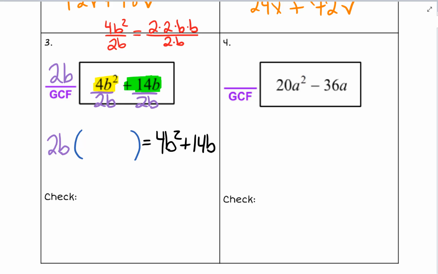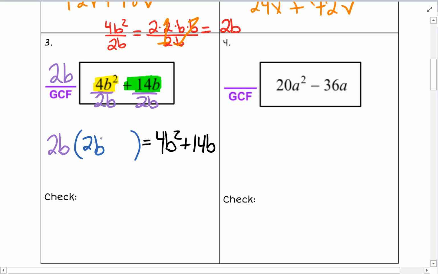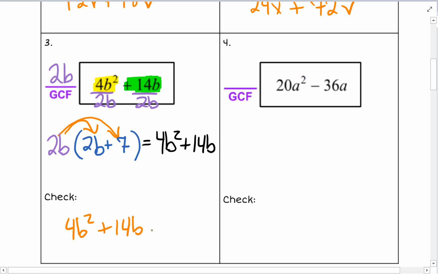We have some common terms in the top and the bottom that can reduce to 1. b over b is 1. 2 over 2 is 1. And so we are left with 2b times 1, which is just 2b. Okay, so that is how you can visualize. You can expand to visualize when you're dividing.